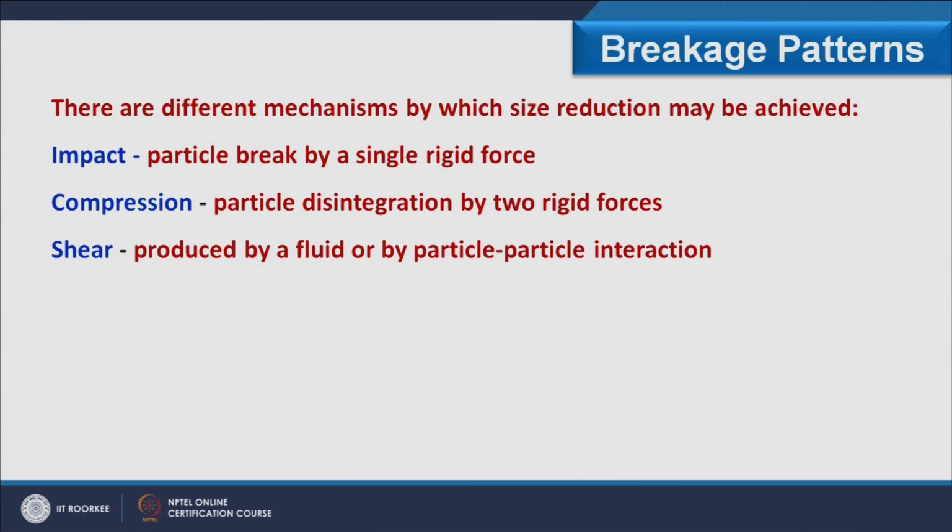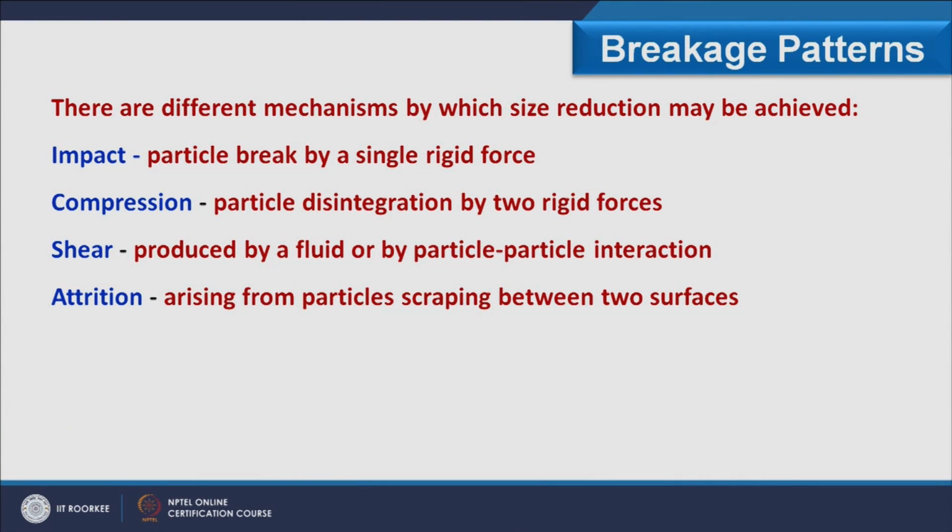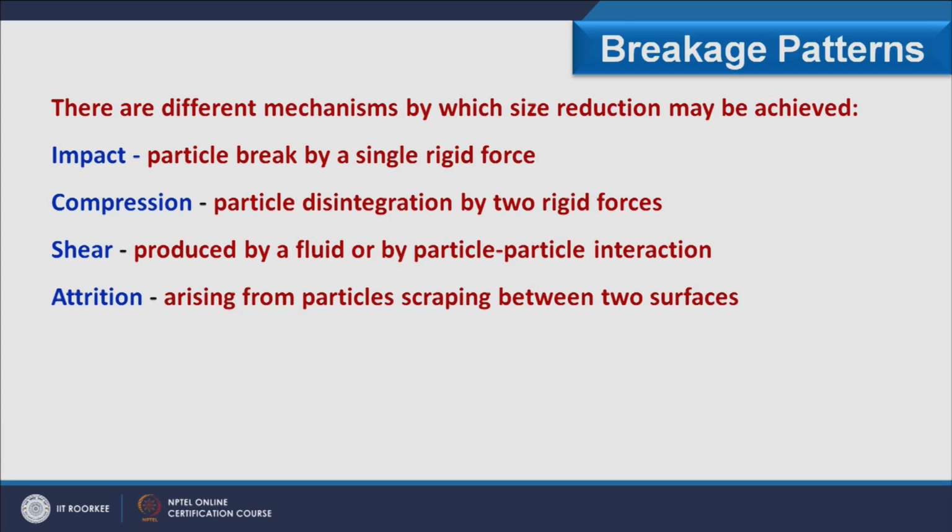Third pattern is the shear, which is produced by fluid or by particle interaction. And the fourth pattern we have is the attrition. And what is attrition? It arises from particle scrapping between two surfaces, or we can say the rubbing of particles between two surfaces. For example, these are two surfaces, and if a particle is in between, usually one surface is stationary and another surface is moving on this. So, due to this rubbing action or scrapping action, the particle reduces its size, and this we call attrition.